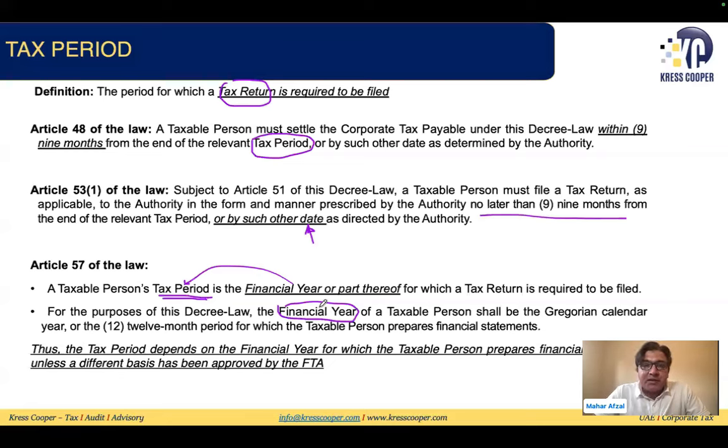So the tax period is the financial year or part thereof for which a tax return is required to be filed with the FTA. The tax period is usually 12 months, and within 9 months from the end of the relevant tax period, we need to file the return.